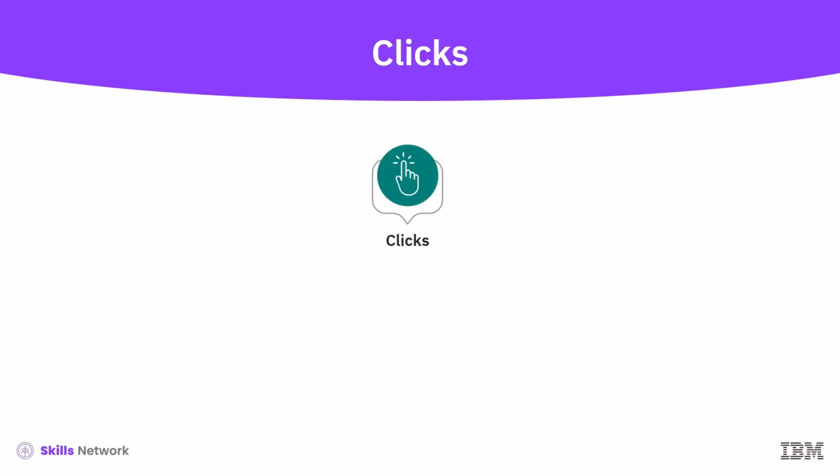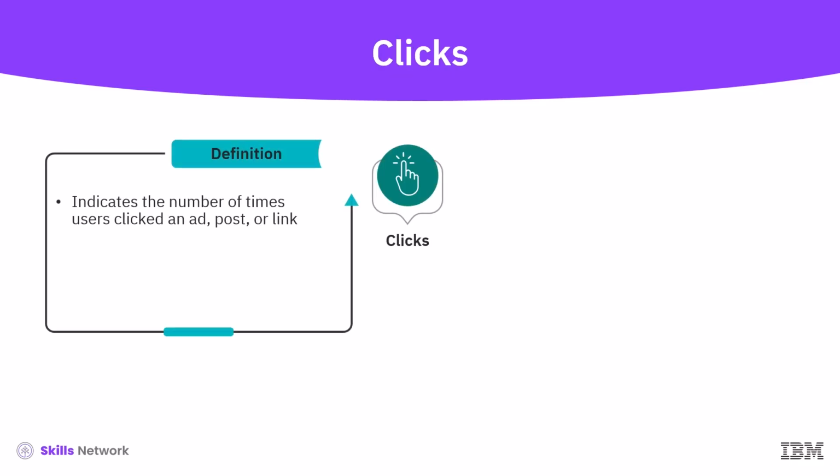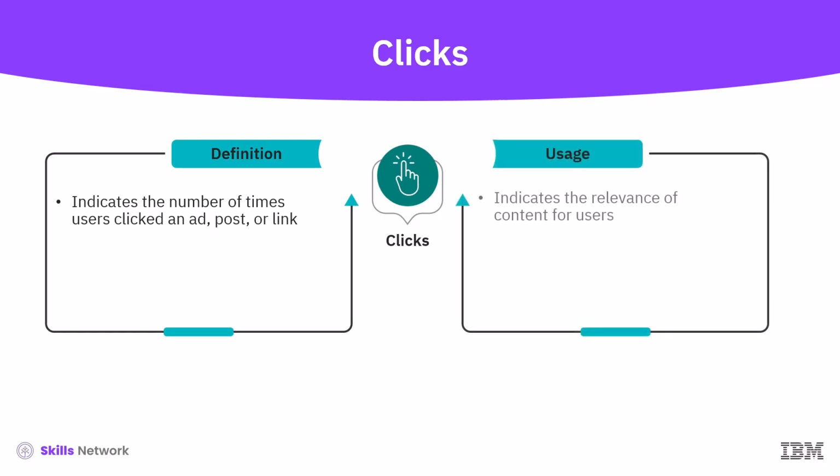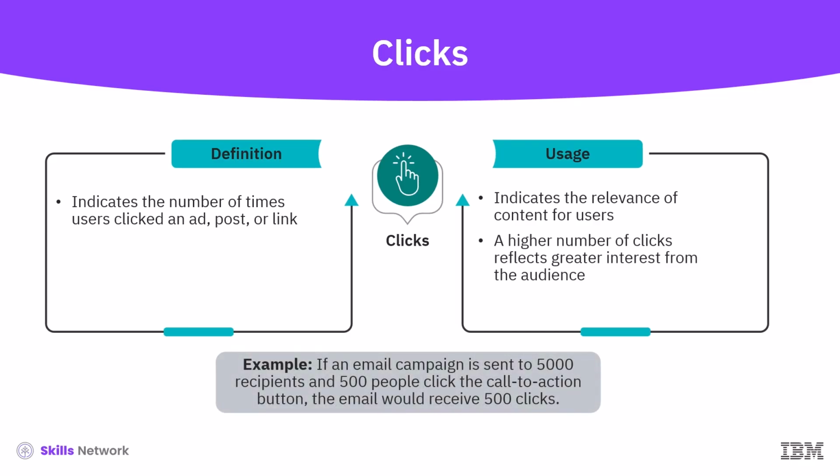Another marketing metric is clicks, which indicates the number of times users have clicked on an ad, post, or link. This metric helps indicate the relevance of your content for users. A higher number of clicks reflects greater interest from the audience. For example, if an email campaign is sent to 5,000 recipients and 500 people click the call to action button, the email would receive 500 clicks.